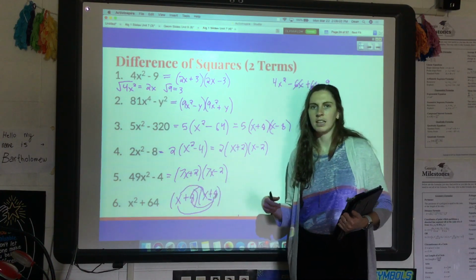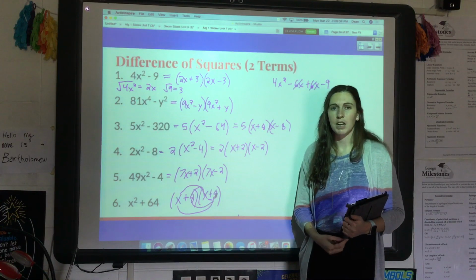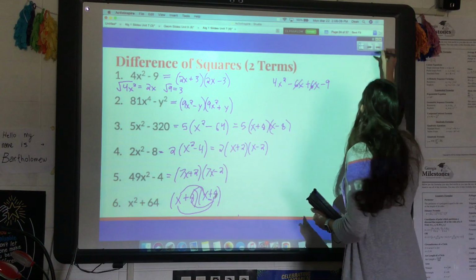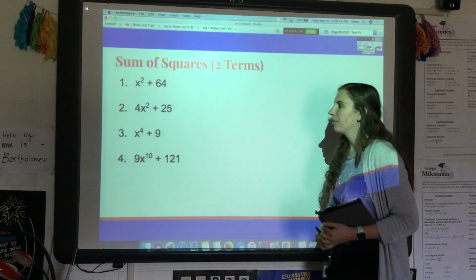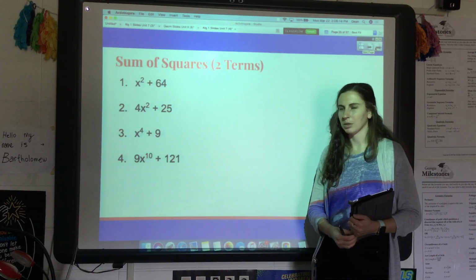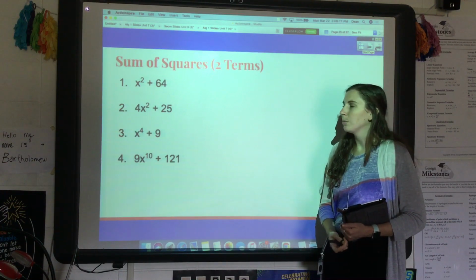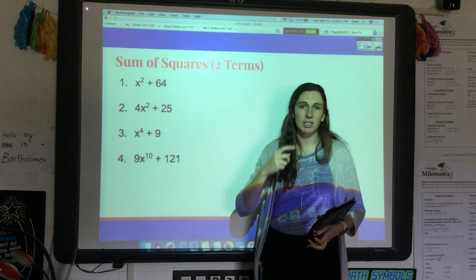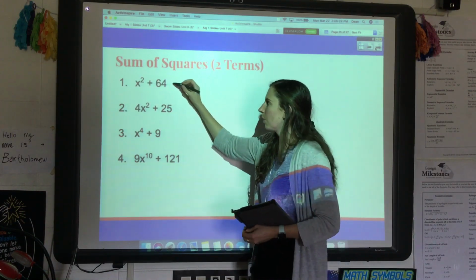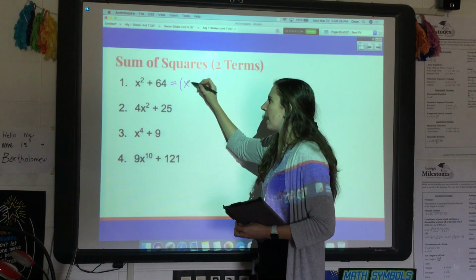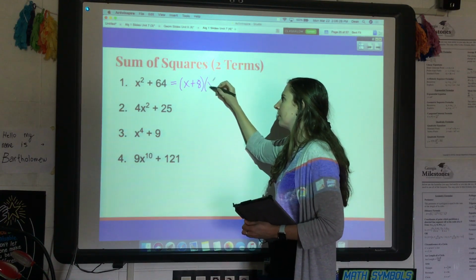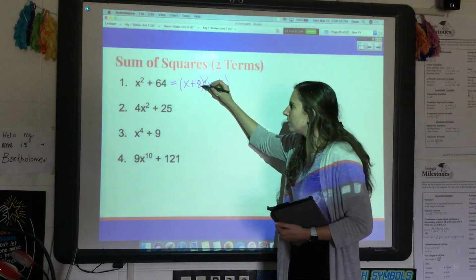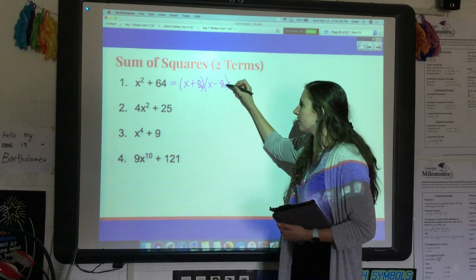How can we factor this? In the past, I've told you it was prime, it's not factorable. And that's true if we stick only to real numbers. But since we're going into the world of imaginary numbers now, or complex numbers, you can factor the sum of 2 squares. You just have to put some i's in there. So it's what you would expect. It's still x plus 8, x minus 8. But if I want to get a plus here, all you have to do is put i's on the end of both factors.